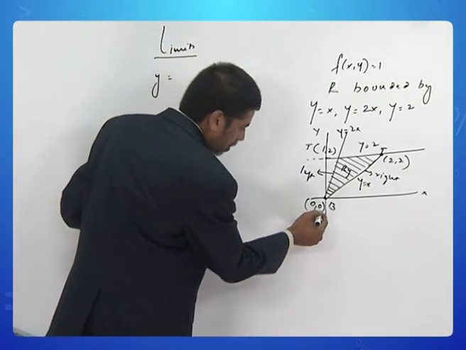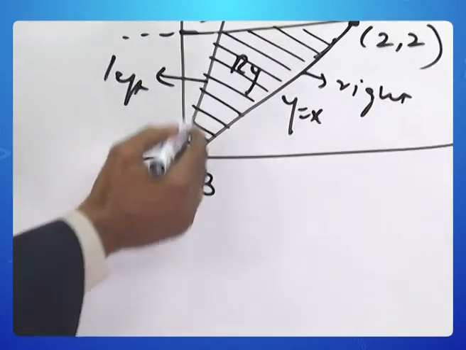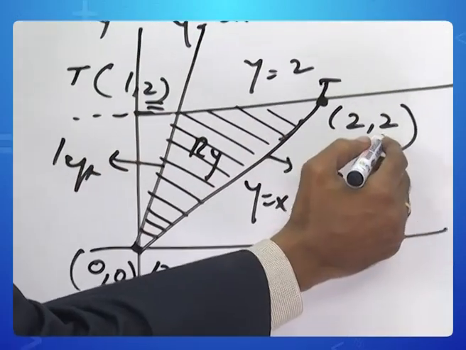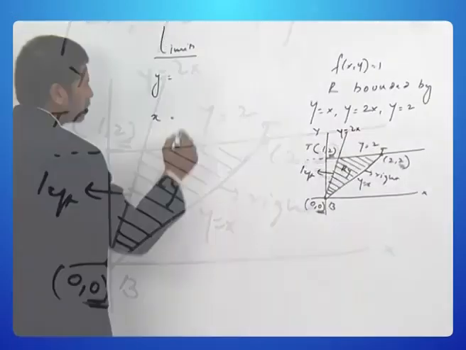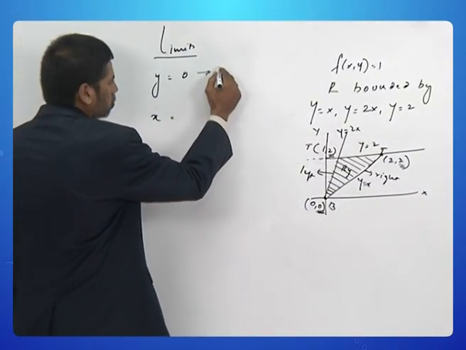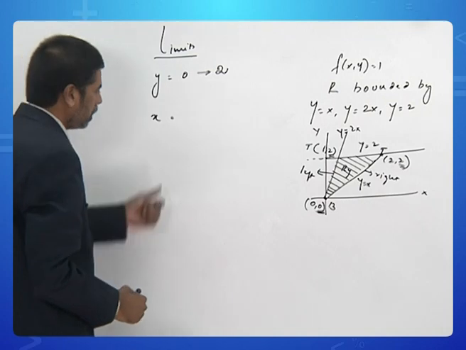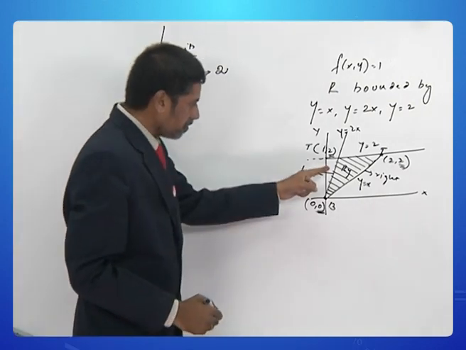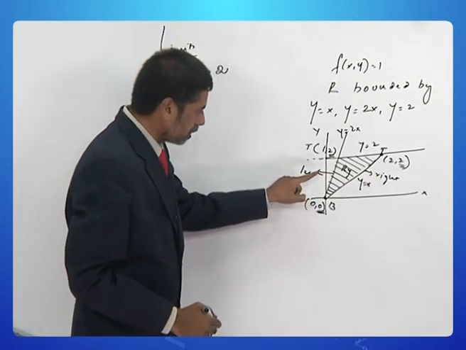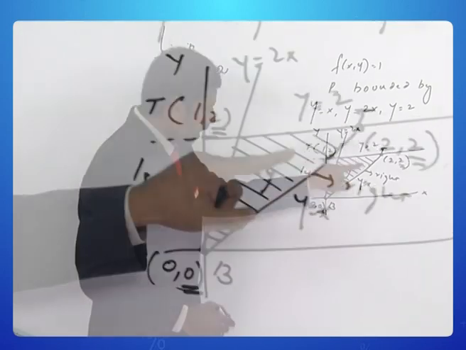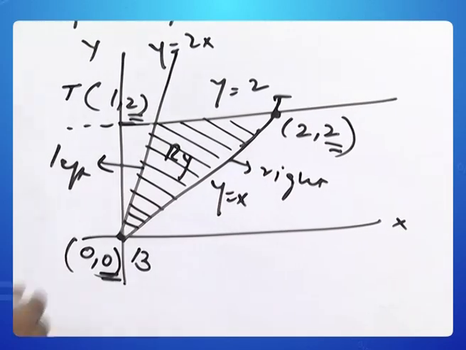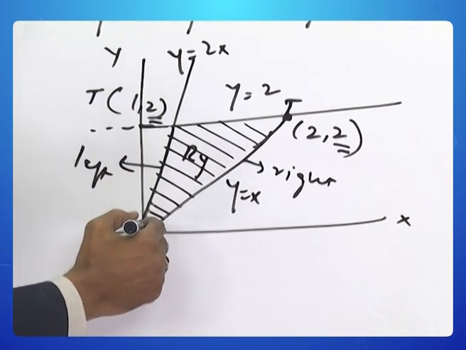How do we fix that? This is the lower limit of y, and this other one will become the upper limit of y. So y varies from 0 to 2. X limits will come from the left curve and the right curve. This will be the lower limit of integration and this will become the upper limit of integration.